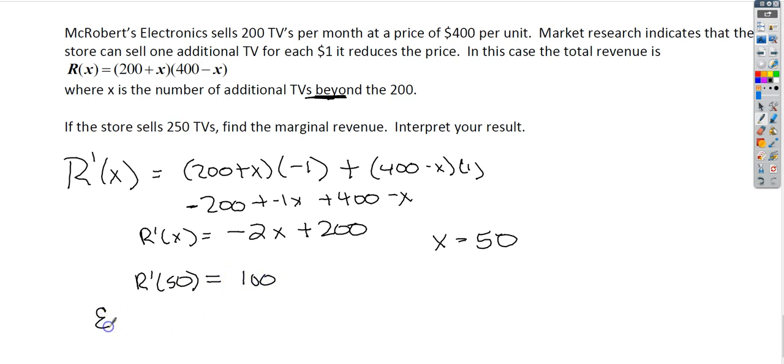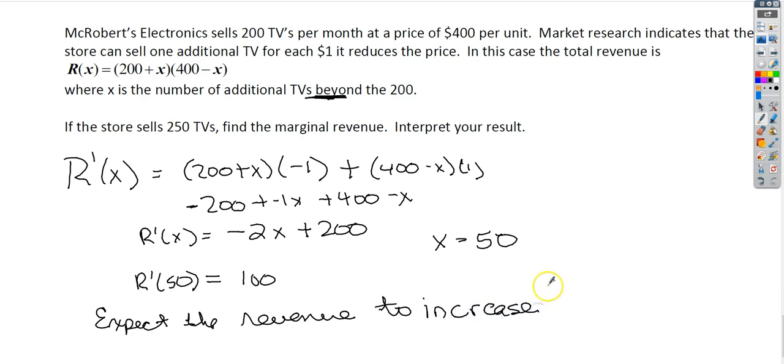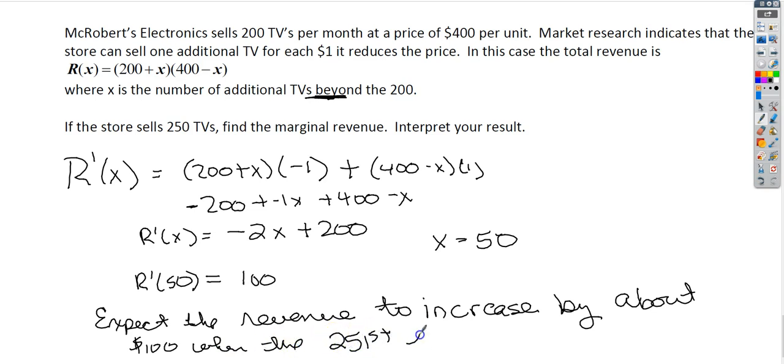So we can say that we expect the revenue to increase by about $100 when the 251st TV is sold. And that's all in 9.5.